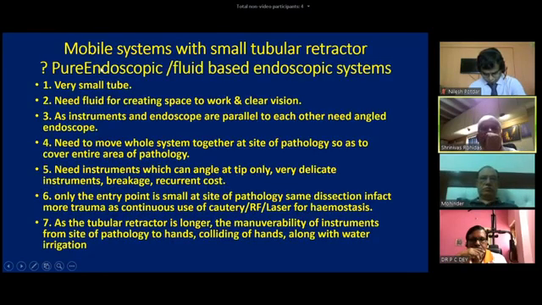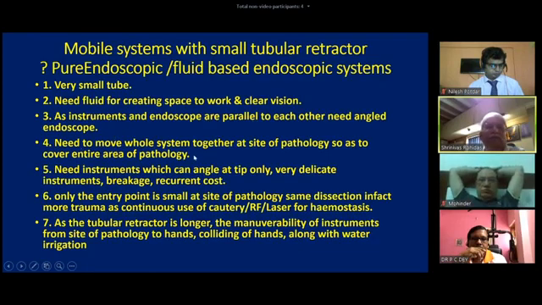Now there is another thing, the pure endoscopic fluid-based endoscopic system. They use very small tubes. They need fluid for creating space to work and for clear vision. As instruments and the endoscope are parallel to each other, they need an angled endoscope. They cannot use a 0-degree endoscope. They need to move the whole system together at the site of the pathology so as to cover the entire area of the pathology.